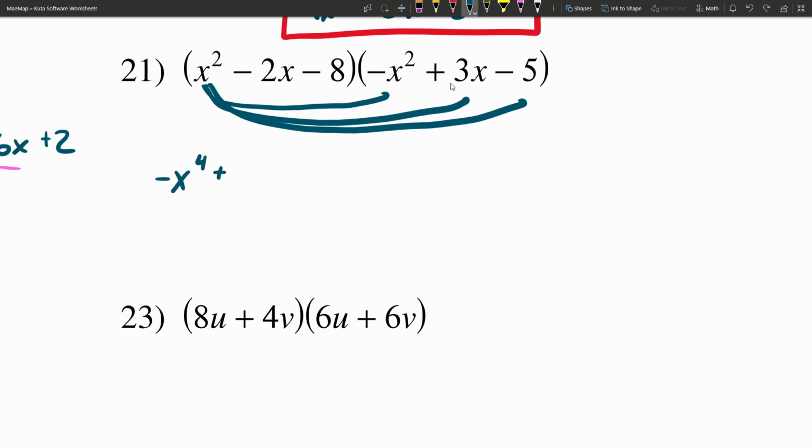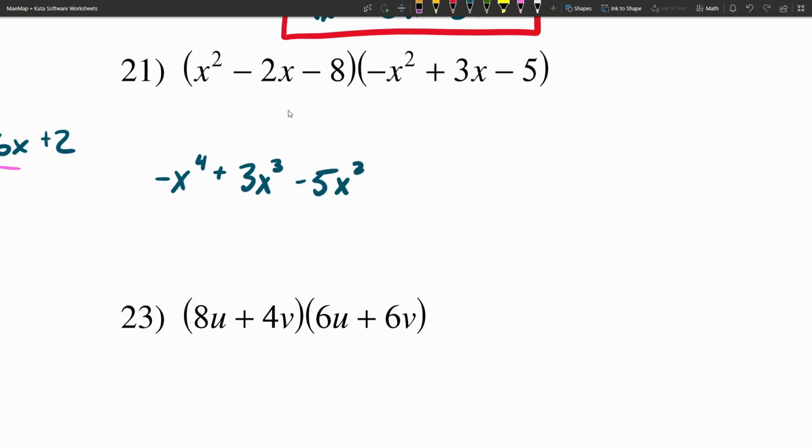X squared times a positive 3x is going to be 3x cubed, since I have a degree of 2, multiplied by a degree of 1, that's a degree of 3. Then x squared times negative 5 is negative 5x squared. So that took care of our first term.